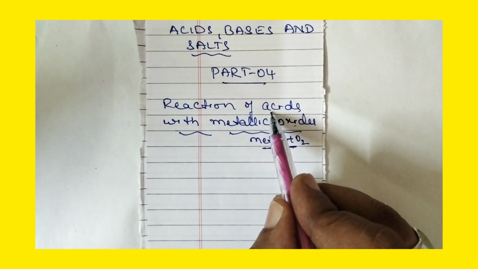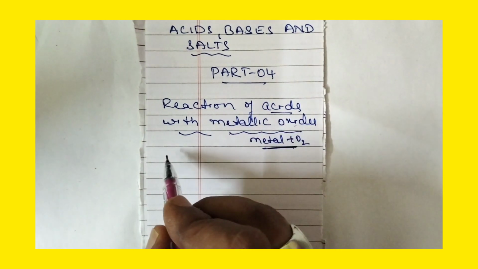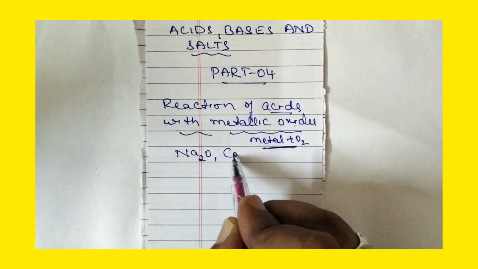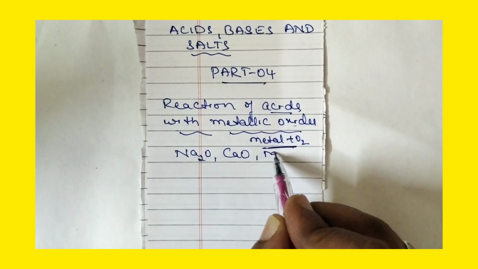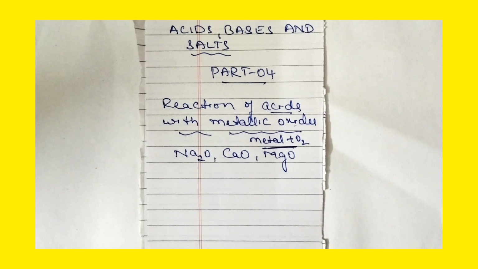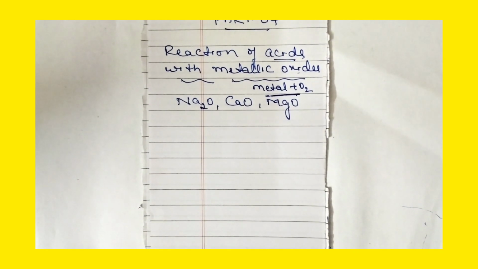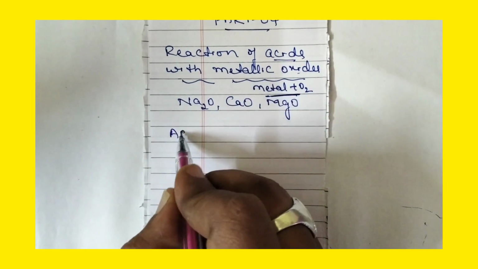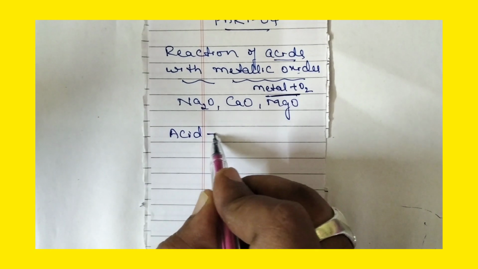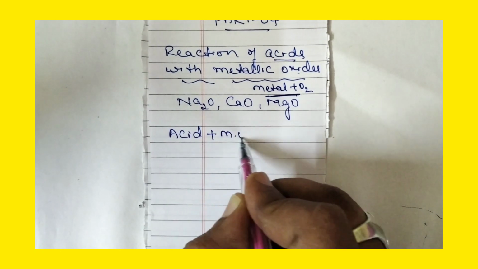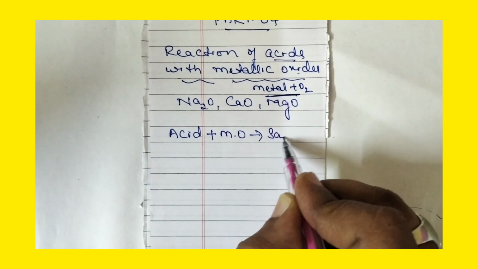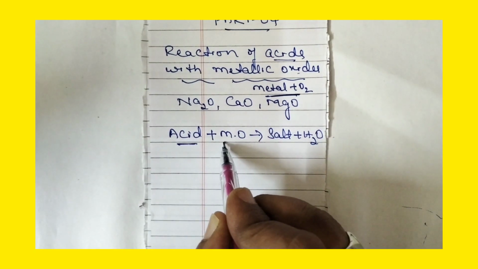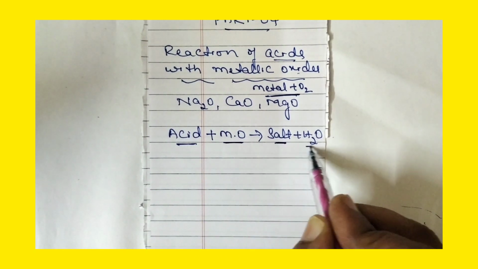Now let us study how the acid reacts with metallic oxide. Examples for metallic oxide: sodium oxide, Na2O, calcium oxide, CaO, magnesium oxide, MgO. These are all metallic oxides. Now let us write the general reaction: acid reacts with metal oxide to form salt and water.